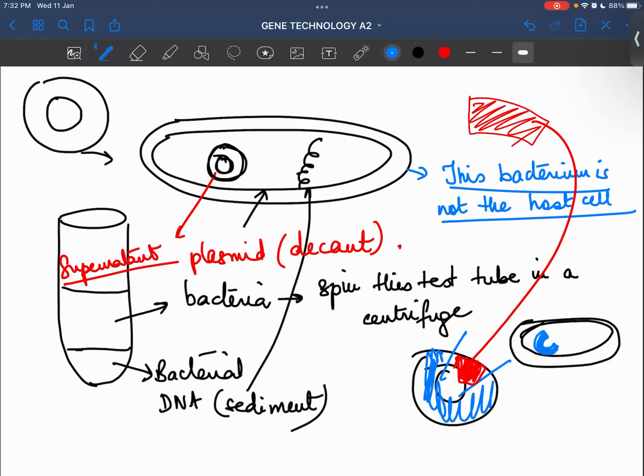Host का मतलब ये host कर रहा है. किसको host कर रहा है? It's hosting or it's acting like a host for the recombinant plasmid. Yeah. So you should be very clear about which bacterium is the host one and which bacterium is the one from which you are obtaining this plasmid.